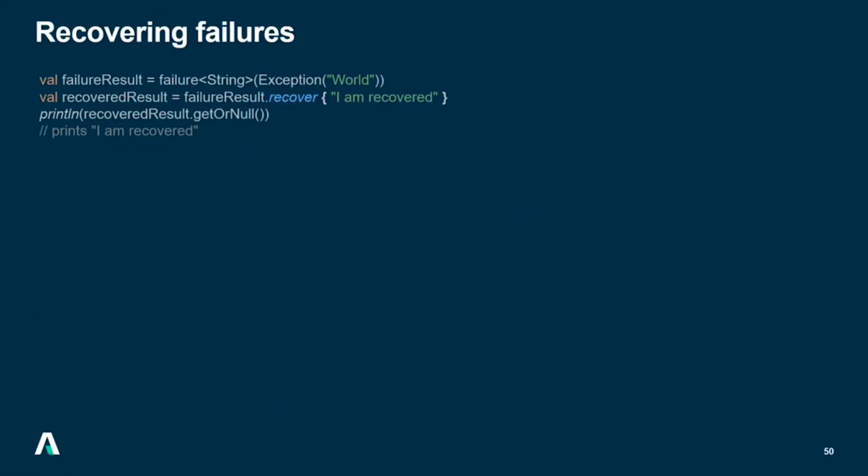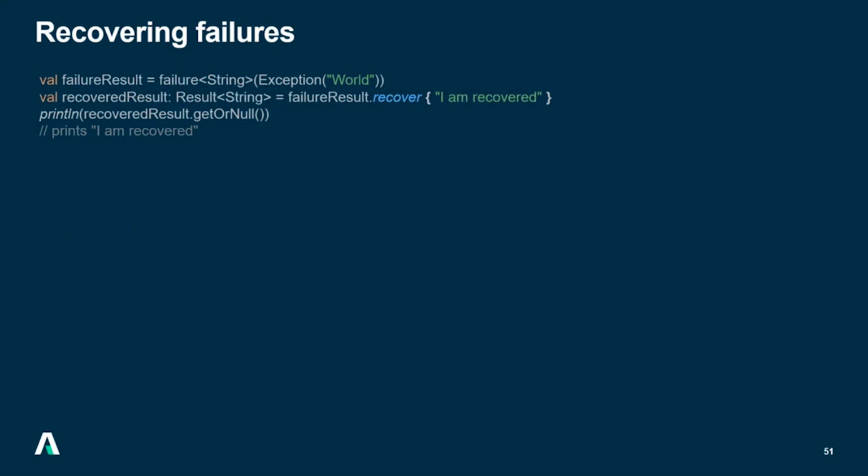Then there's one more thing I like to do, not just mapping a successful thing. I also would like to recover if I have a failure. So in this case, I have a failure. And what you can do is you can recover. That means whenever you have a failure and do a recover after that, you will get the new result object, which will be a success. So here you can see that even though the original was a failure, we managed to recover it. And now we have the message, I am recovered. Great.